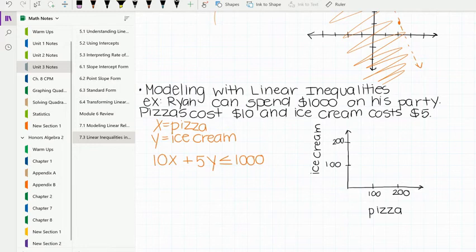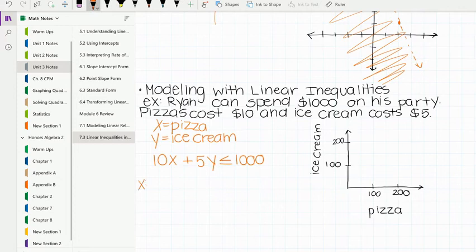So we can't actually solve this, right? Because we don't have one exact answer. There's going to be several different options of how Ryan can divide up the ice cream and pizzas. So what we can do is we can graph these options, and how we're going to do that is by graphing the intercepts. So you're going to kind of just treat it like an equation.